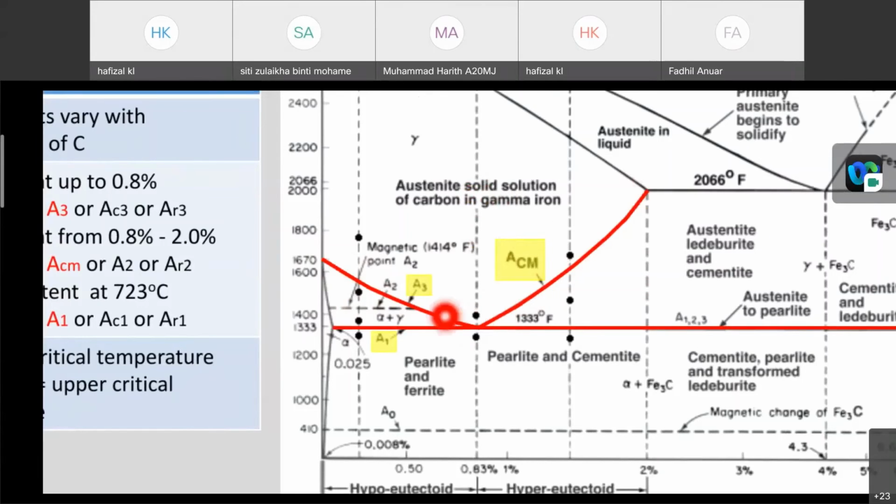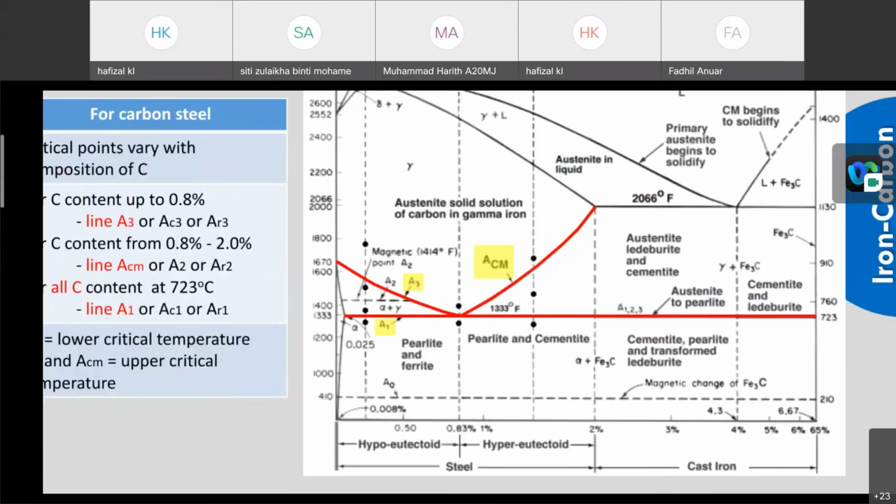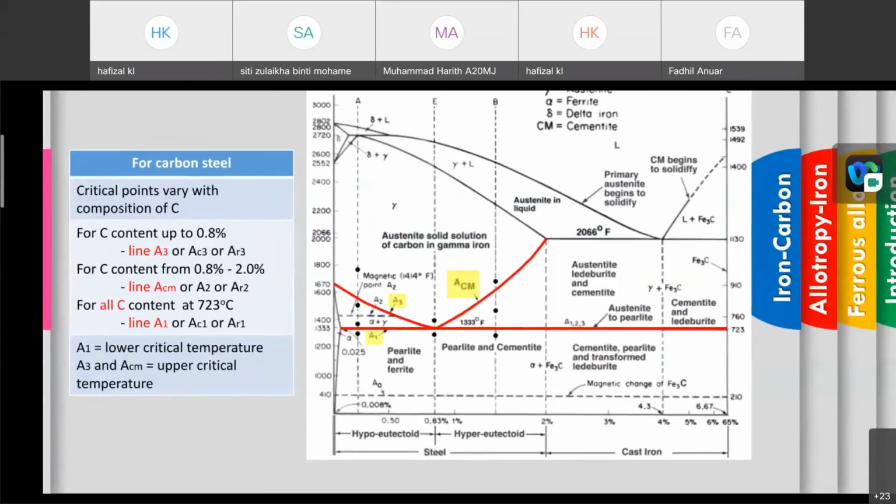Okay, so in this case, we can see the critical point here, point C. There is a carbon content below 0.8 and after 0.8. Okay, this line indicates the temperature.